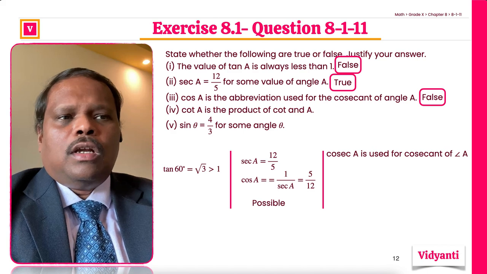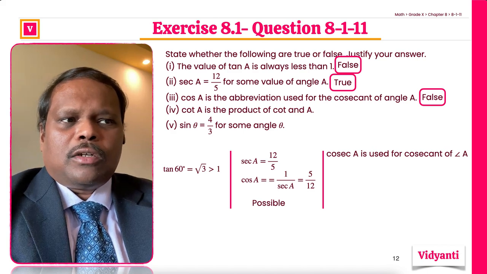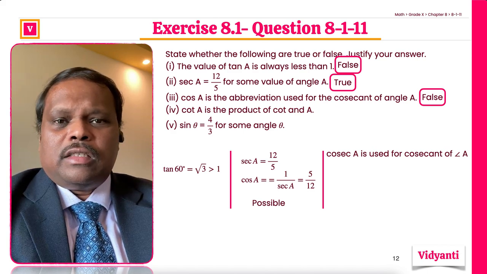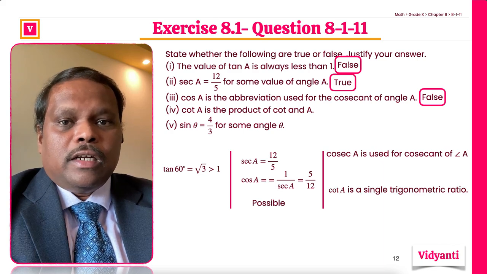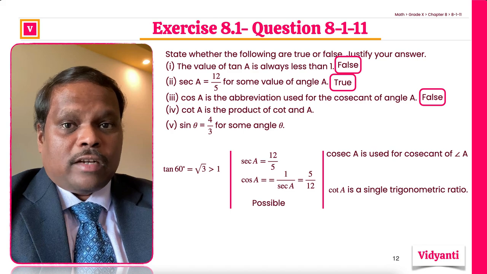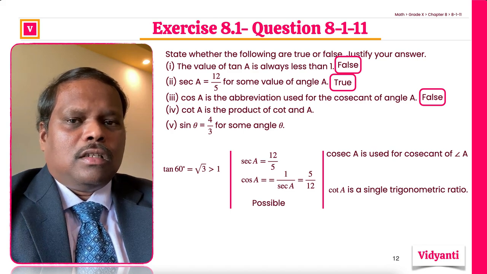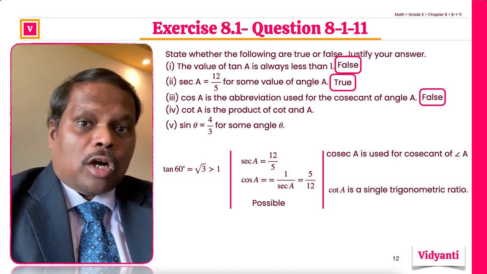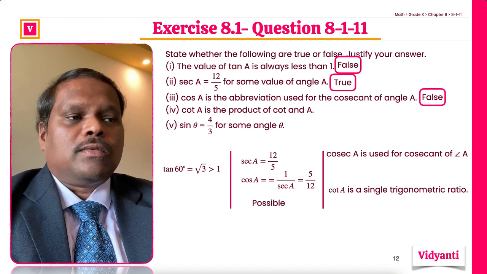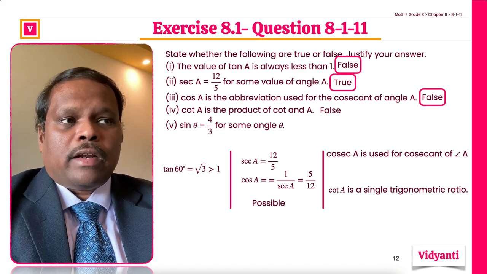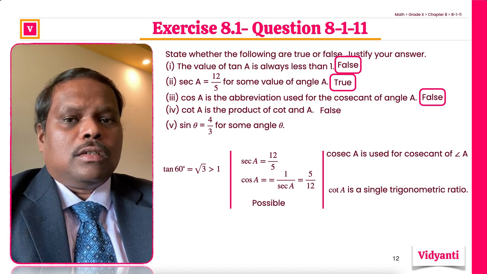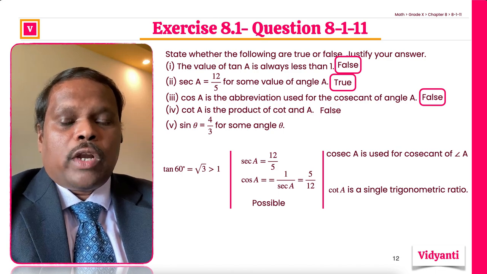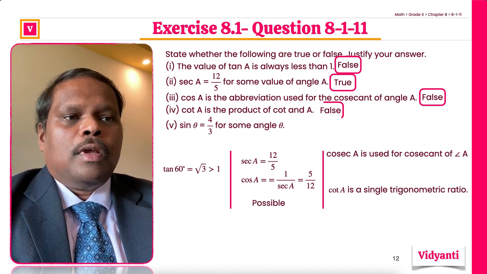Number 4, cot A is the product of cot and A. That's not true. This is a notation. Cot A is a single trigonometric ratio, which stands for cotangent. It's not like two separate terms, cot and A, absolutely not. So this one is false, because cot A is only a notation for a single cotangent trigonometric ratio.